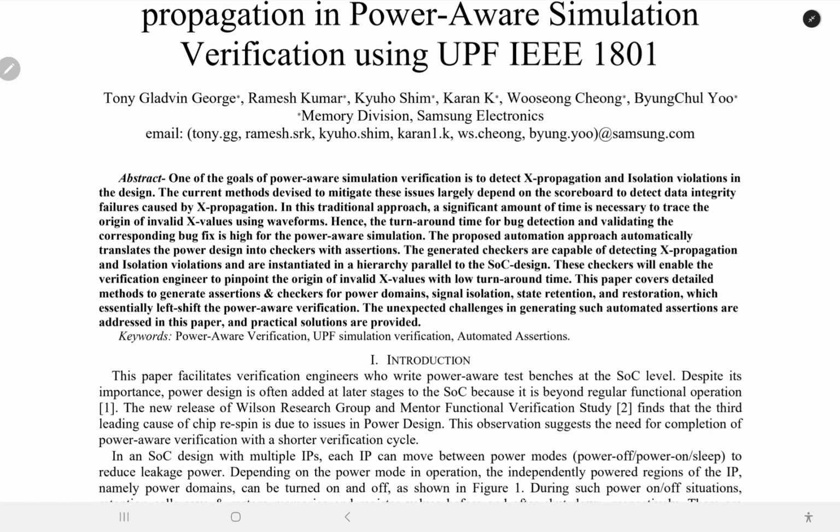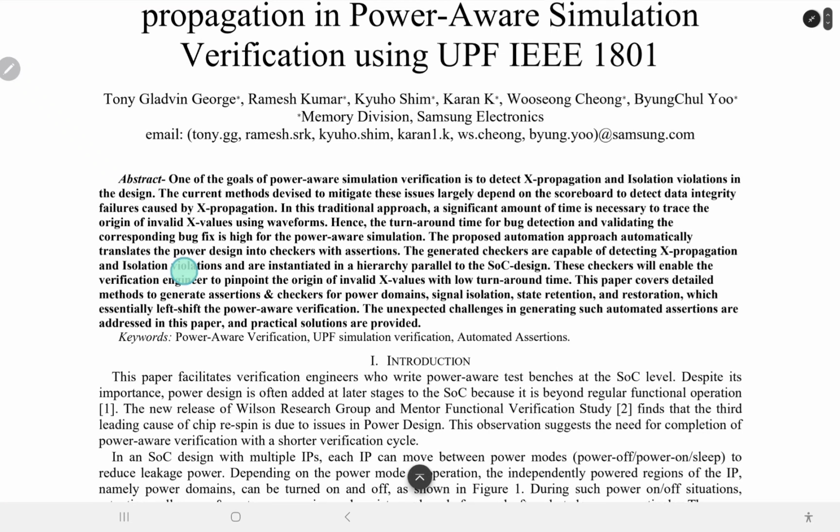The proposed automation approach automatically translates the power design into checkers and assertions. The generated checkers are capable of detecting X-propagation and isolation violations and are instantiated in a hierarchy parallel to the SOC design. These checkers enable verification engineers to pinpoint the origin of the invalid X values with a low turnaround time.